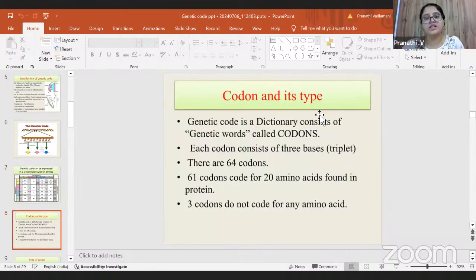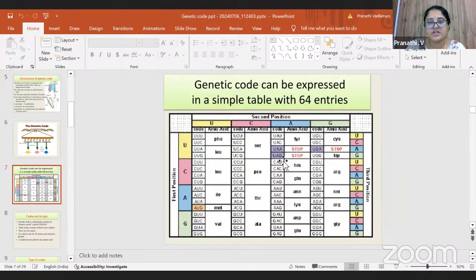So these genetic words are called codons, triplets. They are 64 in number, and of these 64, three of them, UAA, UAG, and UGA, are known as stop codons. You will see these at the end after translation. That means when this codon comes during protein synthesis, the synthesis of that particular protein is going to be stopped. So they are known as stop codons.